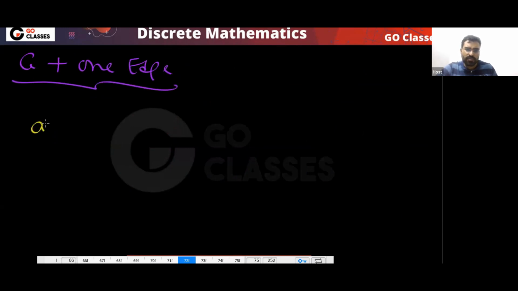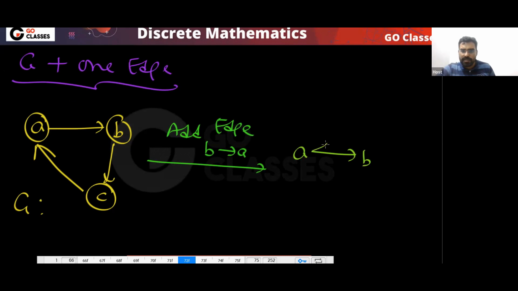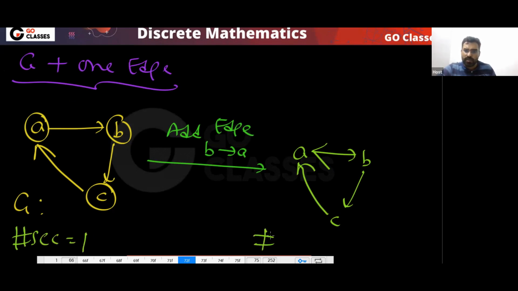For example, consider this graph G with vertices A, B, C. In this graph, let's add the edge BA. I am adding this edge. Now tell me, what is the number of strongly connected components here? That is also 1. Here also 1 and here also 1.